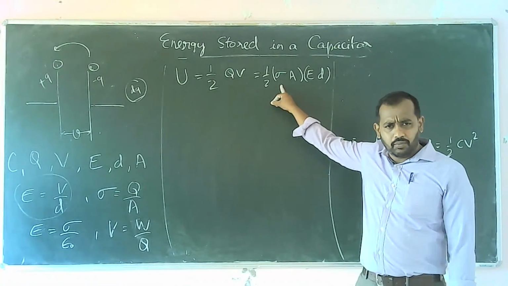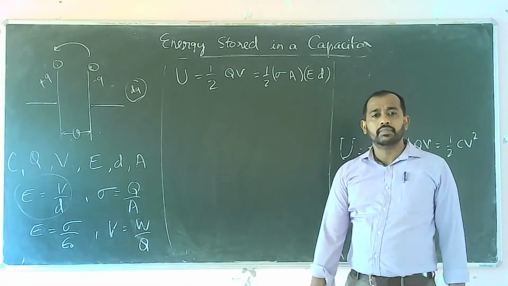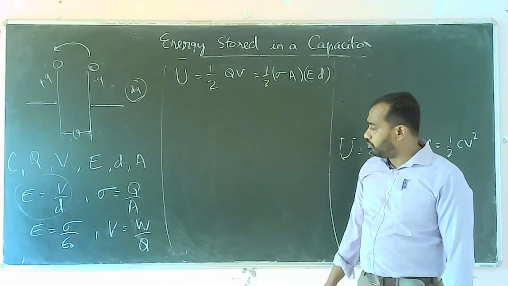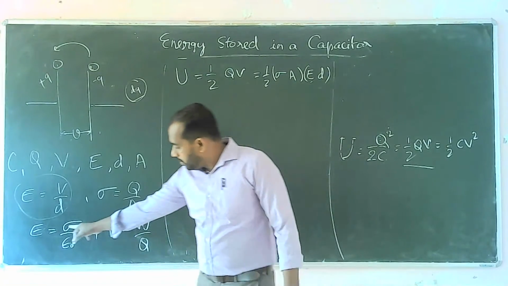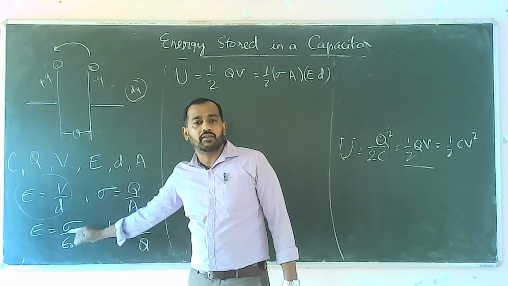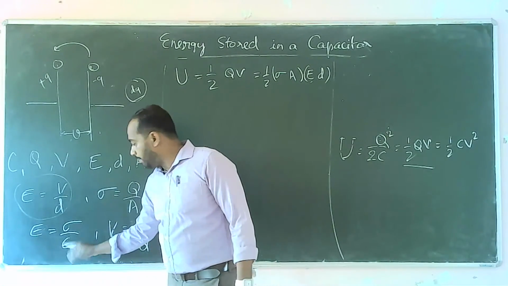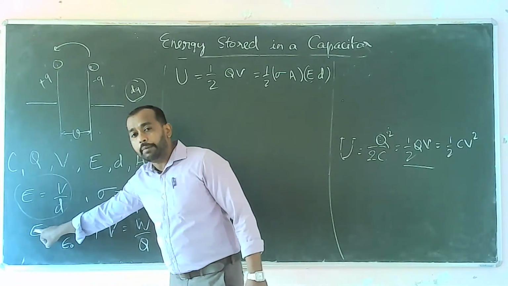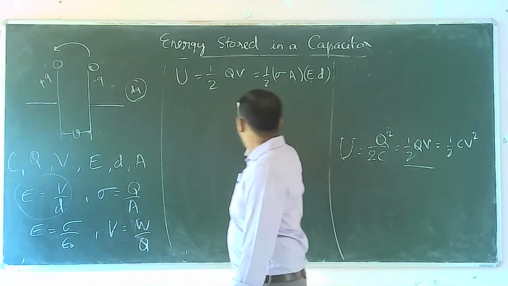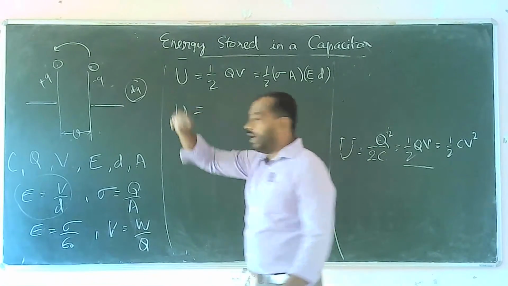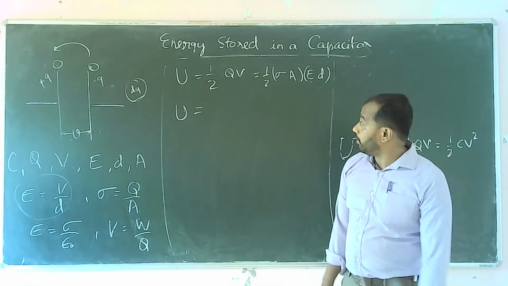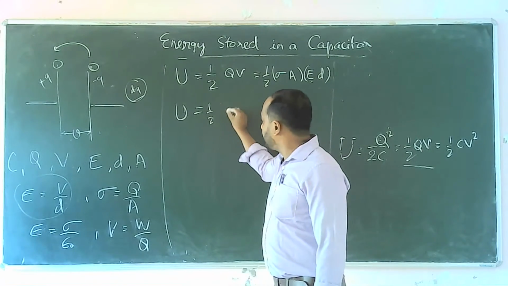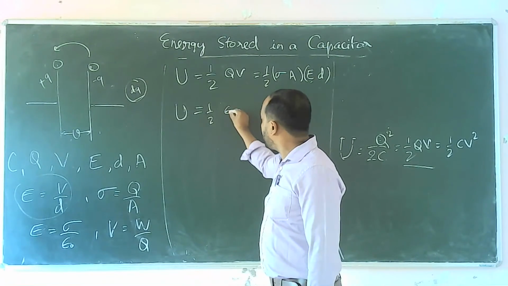But still, we also do not need sigma. What do we need here? Electric field only. So therefore, we are going to make use of this equation. E is equal to sigma by epsilon naught. So therefore, sigma must be equal to epsilon naught into E. So therefore, the potential energy stored will be equal to half into, I will take sigma is equal to epsilon naught into E.